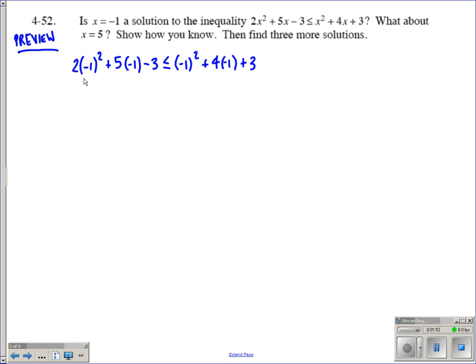So let's just simplify using order of operations. -1 squared is going to be 1. So 2 times 1 is going to give us 2. We have plus 5 times -1. That's like saying -5. Then -3. On the other side here, we're saying -1 squared is going to be 1. 4 times -1 is -4. And we're going to add 3. 2 minus 5 is -3. -3 more would be -6. So we have -6 is less than or equal to 1 minus 4 is -3. -3 plus 3 is going to be 0. -6 is less than or equal to 0. This is true.